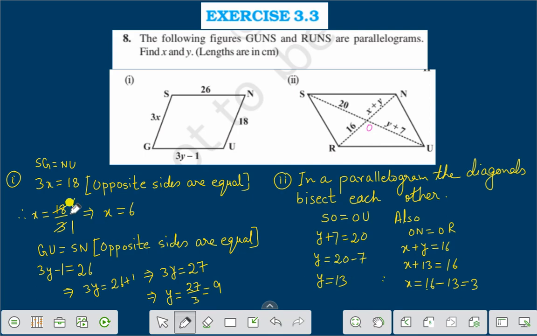And in figure 1, the value of x is equal to 6 and the value of y is equal to 9.